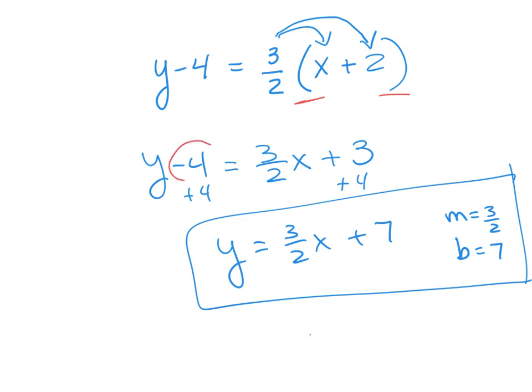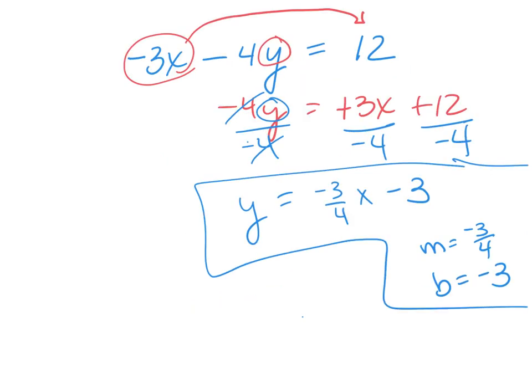And then you just simply have to get rid of that -4 and put it over here as a +4. So your final equation in slope-intercept form is 3/2 x plus 7, which means that the slope is 3/2 and the y-intercept is 7.